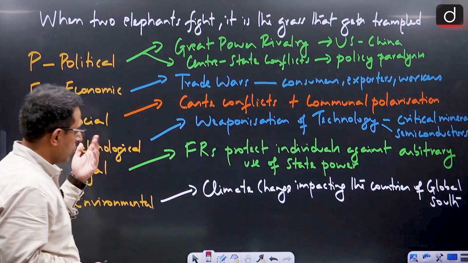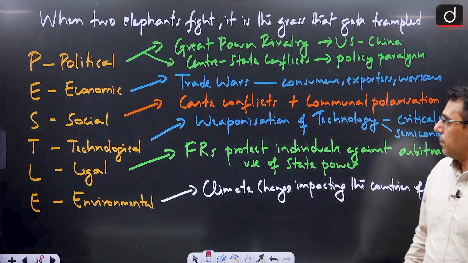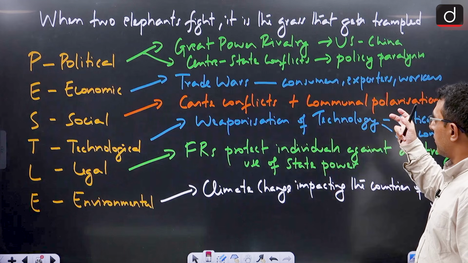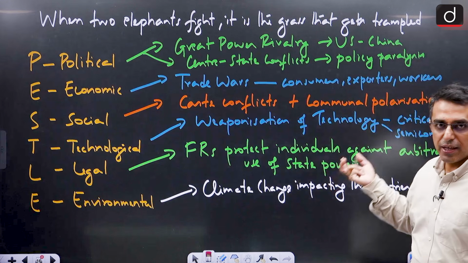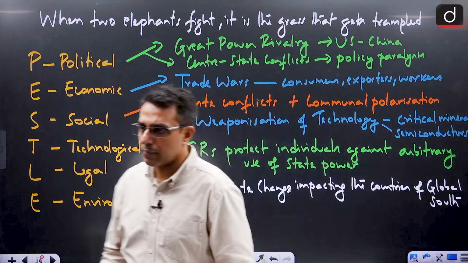Right, now let's look at the PESTLE analysis for this. So in political, we can talk about the great power rivalry that we are seeing between US and China, right? So that's a very good example and we can build on that.